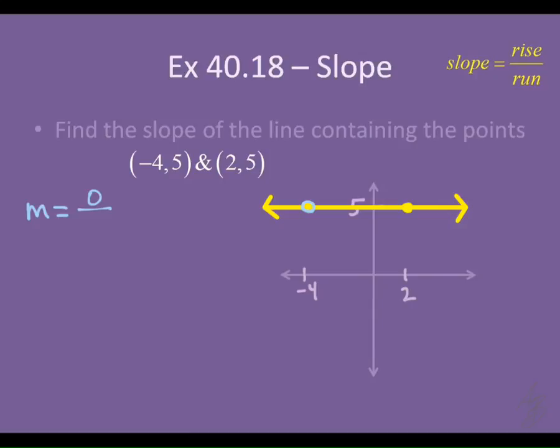What's our run going to be? Going from negative 4 to 2, it would be positive 6. What's 0 divided by 6? 0. So the slope of this line is 0. Now, if you didn't notice it before, you may be looking at this and saying, oh, yeah, I should have known that. The slope is 0. We'll come back to that.